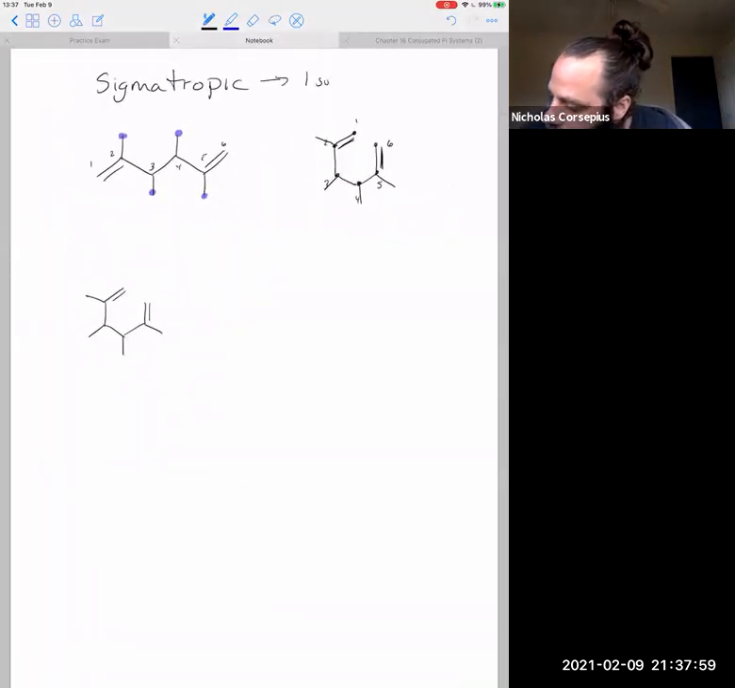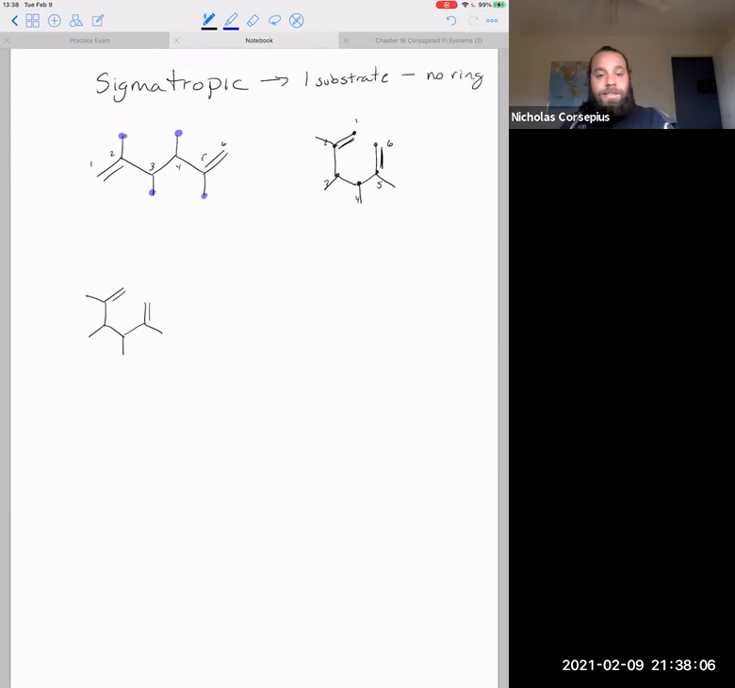So you have one substrate. The difference between these and the other 2 pericyclic reactions is you're not going to form a ring. You're going to make a new sigma bond somewhere, but you're also going to break a sigma bond. That's what makes the sigmatropic reaction sigmatropic. So you're going to see that at the end, we actually don't have a cyclic compound, even though our electrons move in a circle.